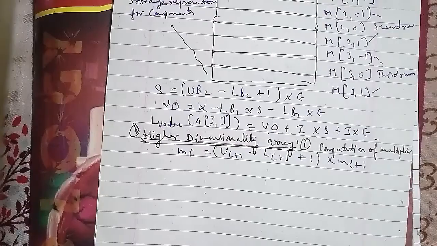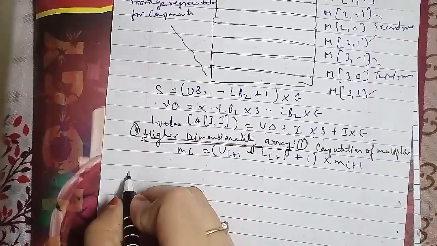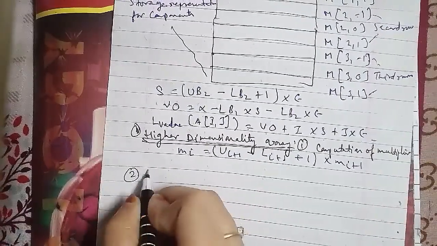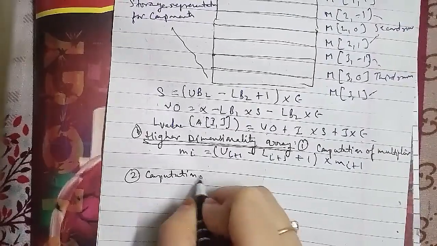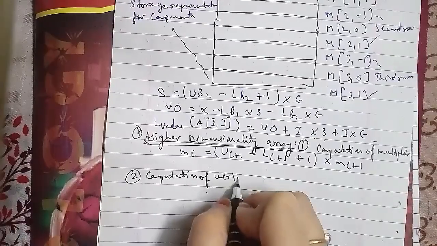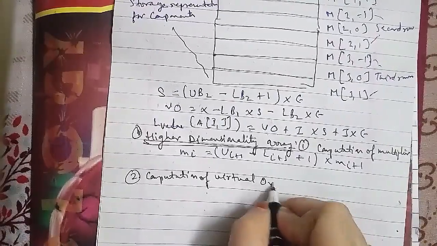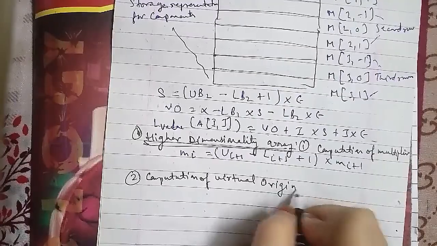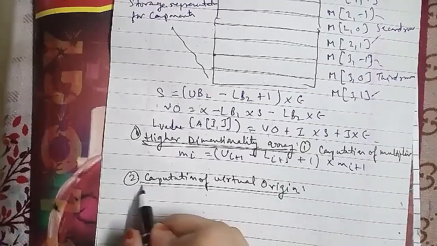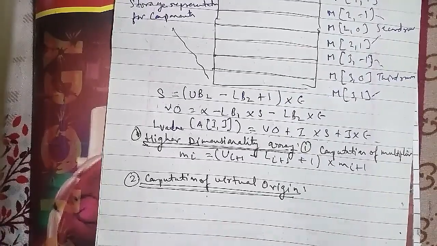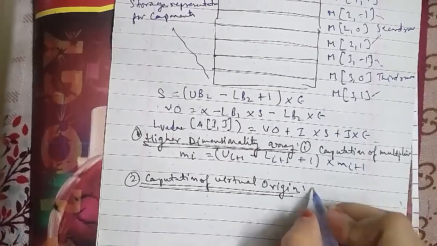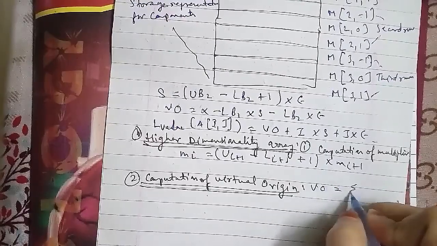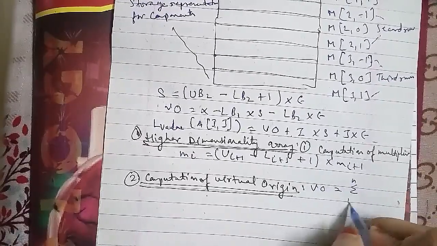The computation of the virtual origin, where we say that VO equals the sum over i from 1 to n of L of I multiplied by M of I. So this is the multiplier M of I, and the virtual origin can be stored in the runtime descriptor for the array as well. The third we have here is the address of the array.